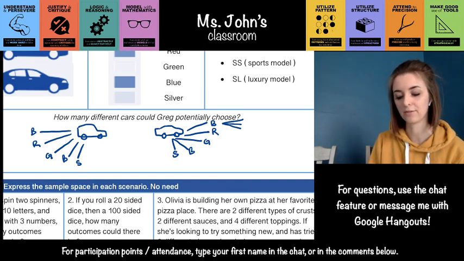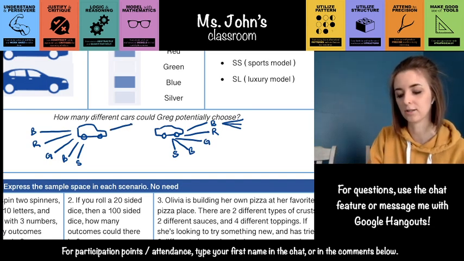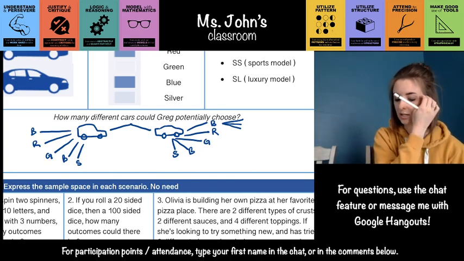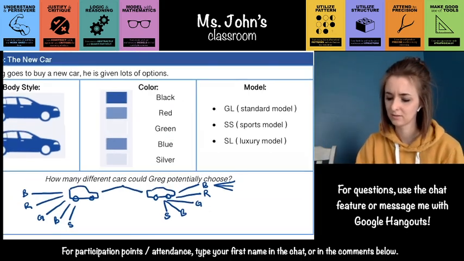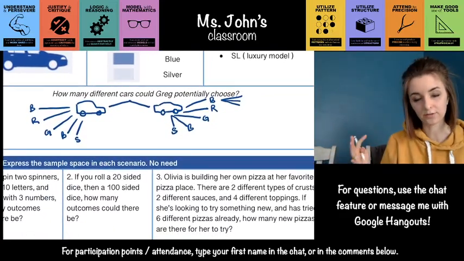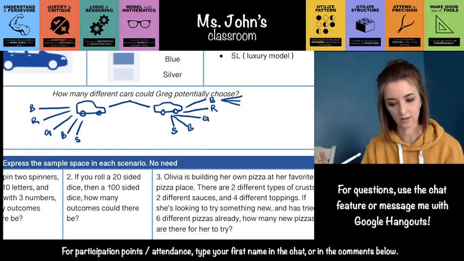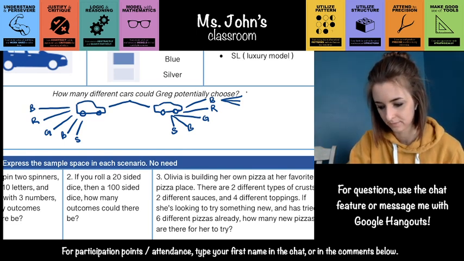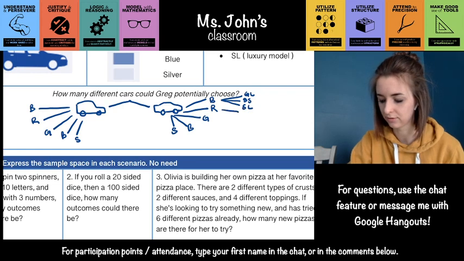So for this one, the probability tree would start in the middle, and then you have 2 different body styles, 5 different colors for each of those, and then 3 different models for each of those. So we have GL, SS, and SL for each of these.